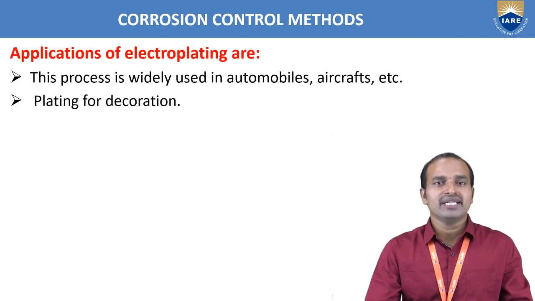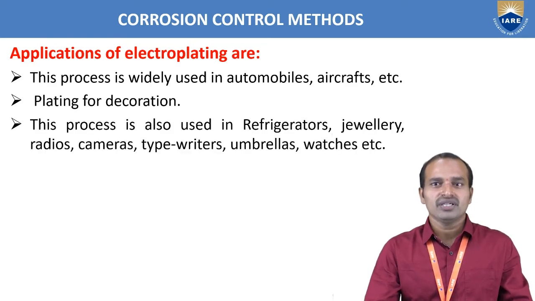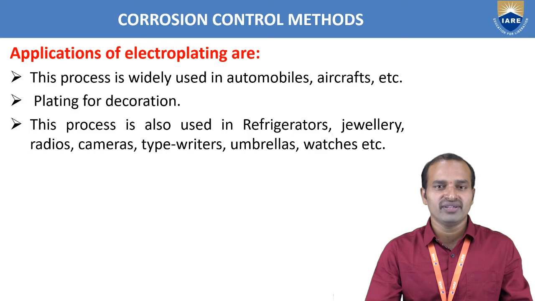So when the electroplating process takes place on the surface of the bowl, when it is copper plated, it is decorative. That means it looks shiny and the appearance is good. This process is also used in refrigerators, jewelries, radios, cameras, typewriters, umbrellas, watches, etc. Mainly this process is used for wrist watches. We give silver, gold or platinum coating, and on cameras also we give silver, gold or copper coating.